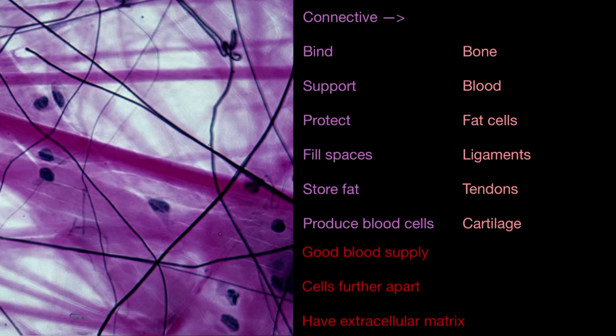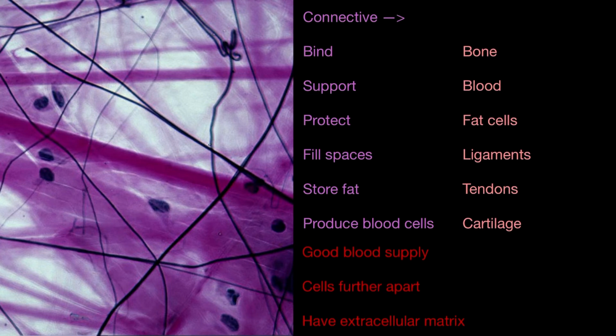Connective tissues are different types of tissue. Their general functions are to bind, protect, support, fill spaces, store fat, and produce blood cells. They make up bone, extracellular matrix, blood, fat cells, ligaments, tendons, and cartilage. Those are going to be examples of connective tissues.